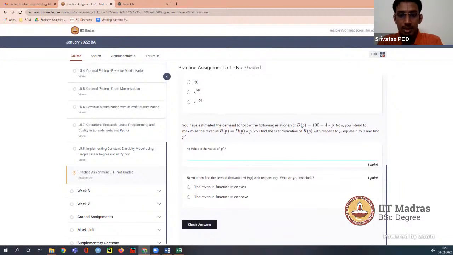And the final question is to look at maximizing the revenue given a demand equation, which is 100 minus 4 into P. The revenue is demand into price. What you do is you find the first derivative of revenue with respect to P, equate it to 0 and find P star. If you multiply, you will obtain 100P minus 4P square. The first derivative is 100 minus 8P equal to 0. Therefore, P star will be 12.5.